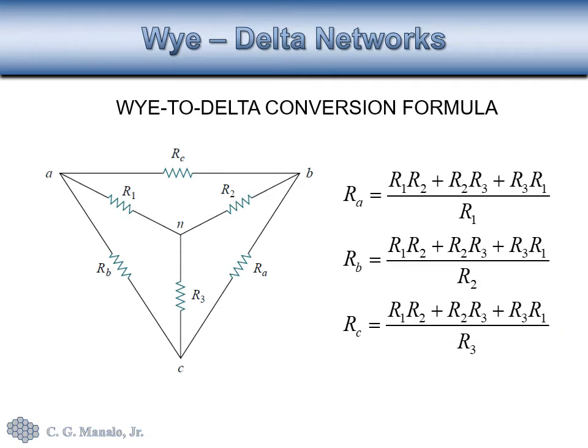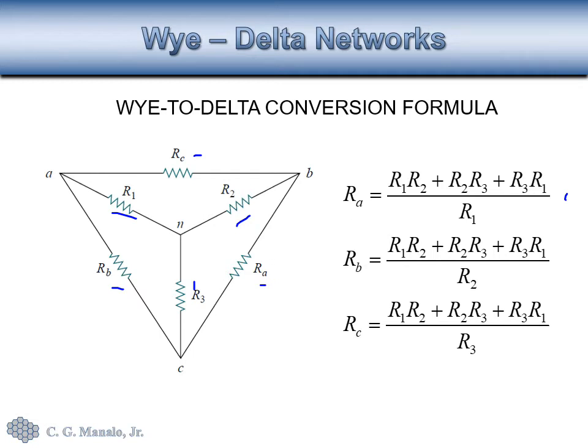Now for Y to delta conversion, we're given the Y, and we also superimpose the delta. So now what we're trying to get are the resistances R sub A, R sub B, and R sub C. So this is the formula. And again, there is a pattern on this formula.